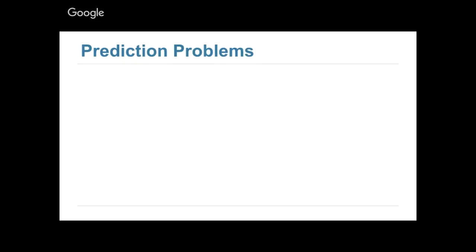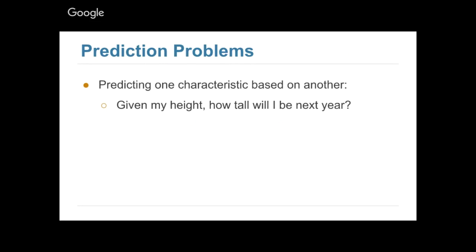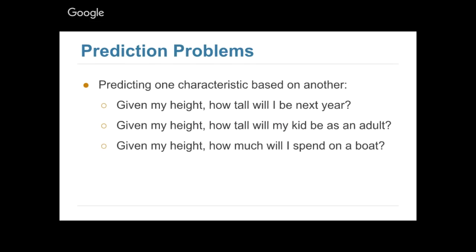The basic idea of prediction is, if I know one characteristic, I want to predict another characteristic. So for example, given my height, how tall will I be next year? Probably the same height, since I think I stopped growing. What about given my height, how tall my kid will be as an adult? That I don't know, but I can predict. I can also predict seemingly unrelated things, such as given my height, how much will I spend on a boat? I've always wanted to go sailing. Who knows how much I'll spend? So the basic idea here is every question in this case has two characteristics. I know something, I don't know something, and I'm trying to use what I know to predict what I don't know.